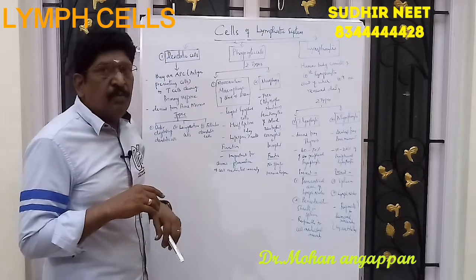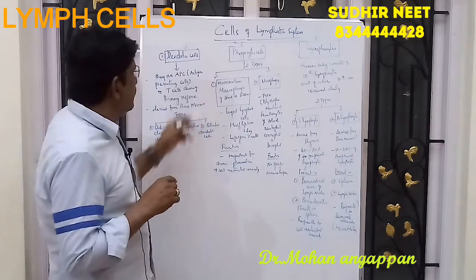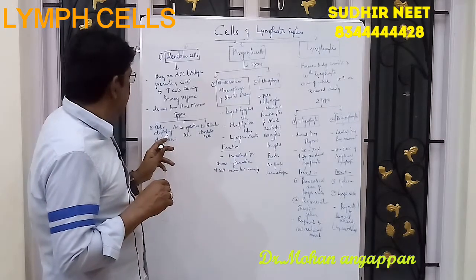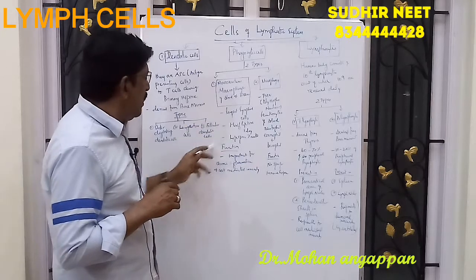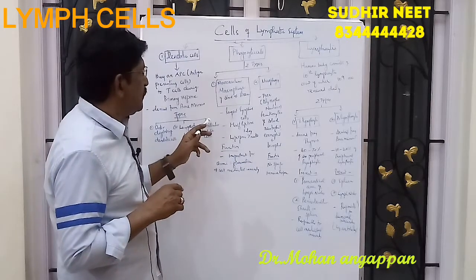There are three types of dendritic cells. One, interdigitating dendritic cells. Two, Langerhans cells. Number three, follicular dendritic cells.